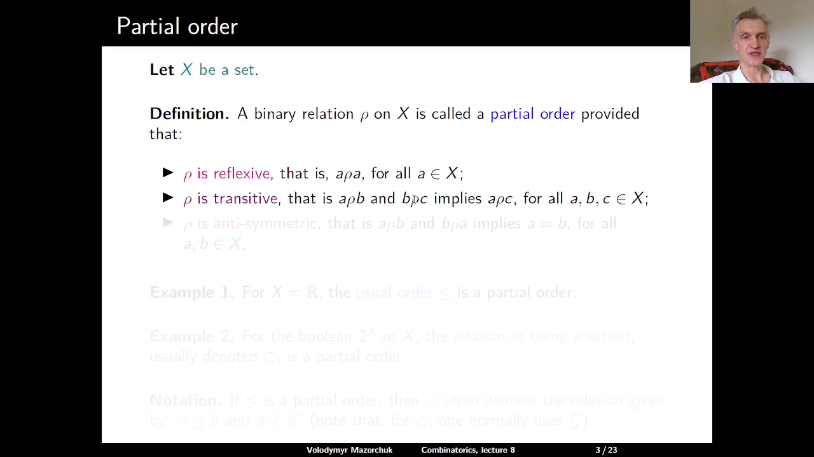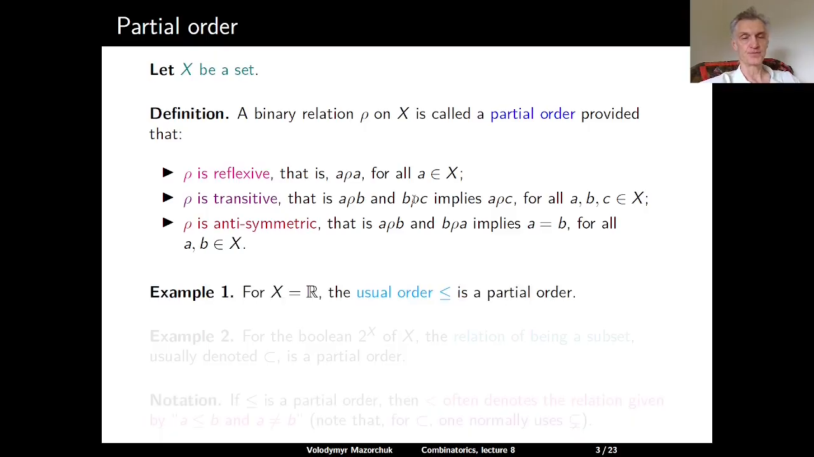Second property is that rho is transitive. This means that A rho B and B rho C implies A rho C for all A, B, and C in X. And the third property is that rho is antisymmetric. This means that if A rho B and B rho A, this should imply that A is equal to B for all A, B in X.